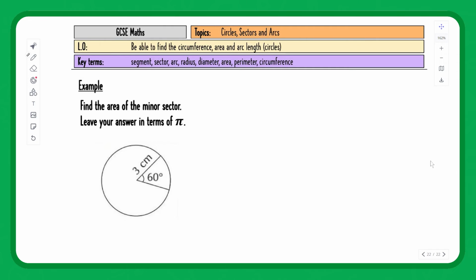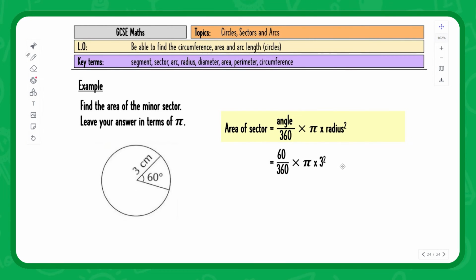So let's put our formula on the screen. The angle we're given is 60 degrees. And the radius that we're given is 3. So I'm going to substitute that into the formula. So 60 over 360 times pi times 3 squared. Plug that into your calculator, and it should give it to you already in terms of pi, which is 3 over 2 pi, or 1.5 pi.